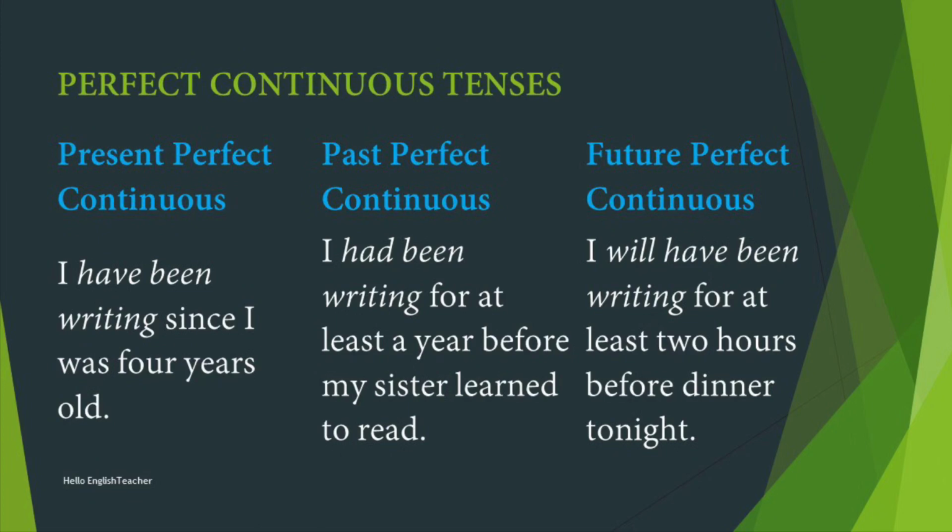Okay. So, the present perfect you can identify by looking at the word have or has. And the continuous is the ing form. So, you have been waiting here for 2 hours. So, you have to use the verb has or have plus been plus the present participle. So, you will get the present perfect continuous form.